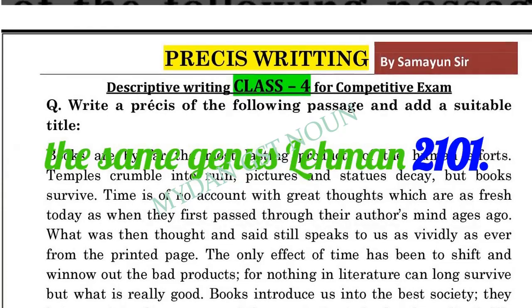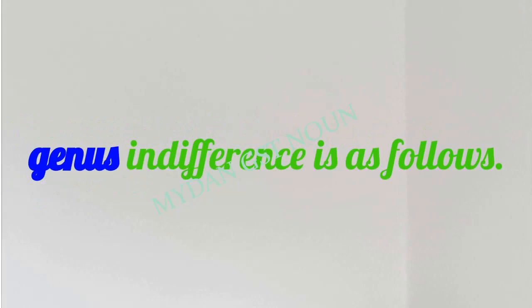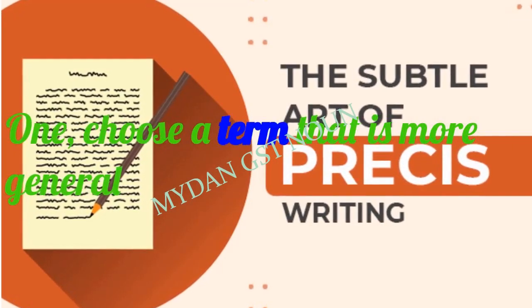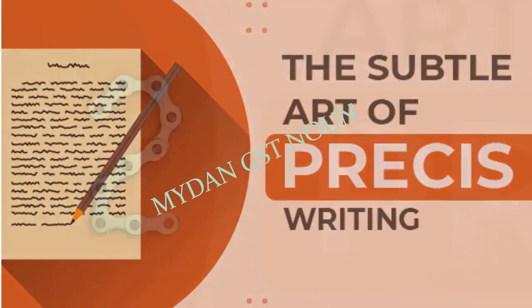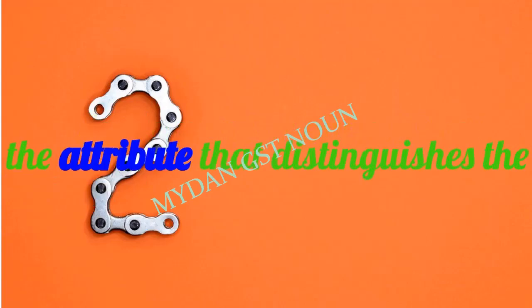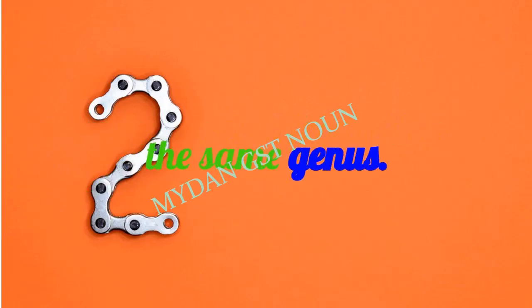Layman 2101. The process of constructing a definition by genus and difference is as follows. 1. Choose a term that is more general than the term to be defined and name its genus. 2. Find a word or phrase that identifies the attribute that distinguishes the species in question from other species in the same genus.